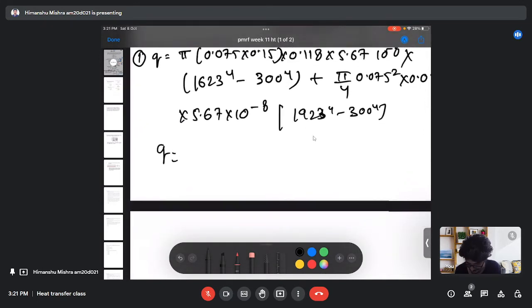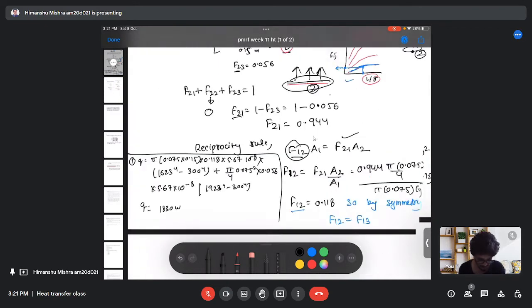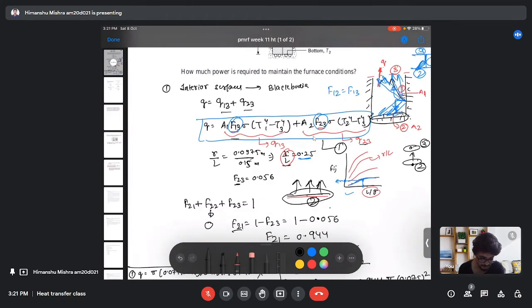and just by solving it, we will get the total heat transfer 1830 watt. So I just substituted the value here in this equation 1 to find the heat transfer.